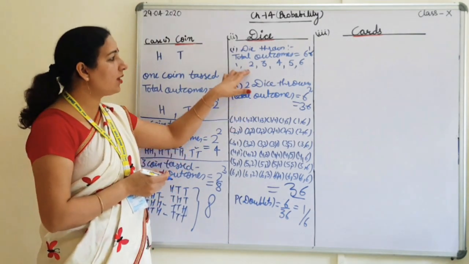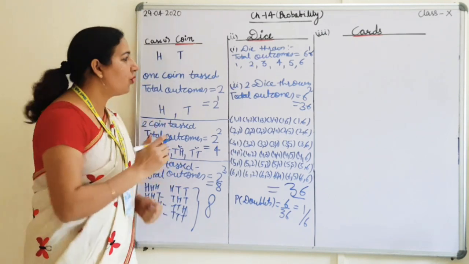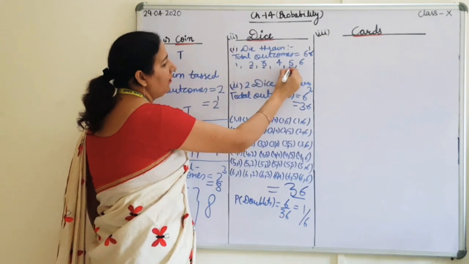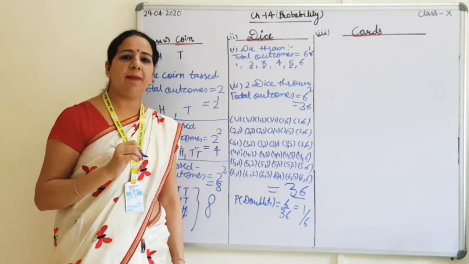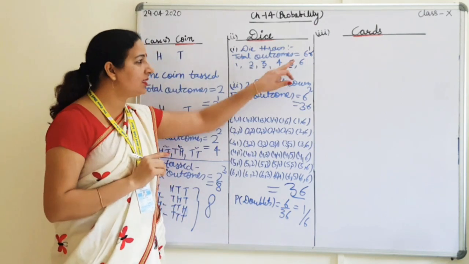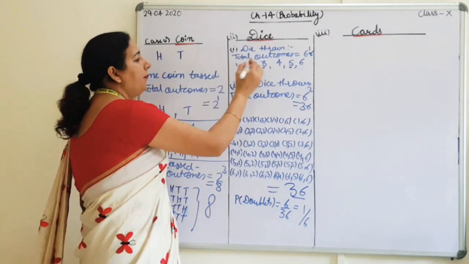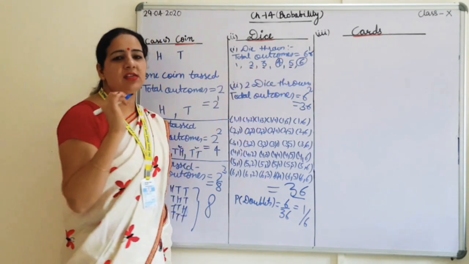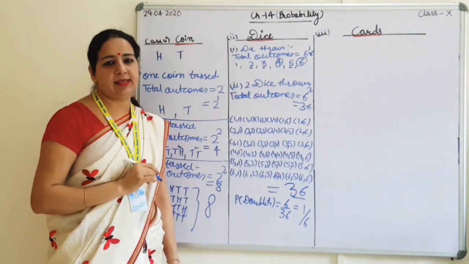For one dice the question can be like this. What is the probability of a prime number? We know that the prime numbers are 2, 3 and 5. So the probability of a prime number will be 3 upon 6, because the denominator is always 6. Now what is the probability of a composite number? Composite numbers are 4 and 6. So the probability will be 2 upon 6.